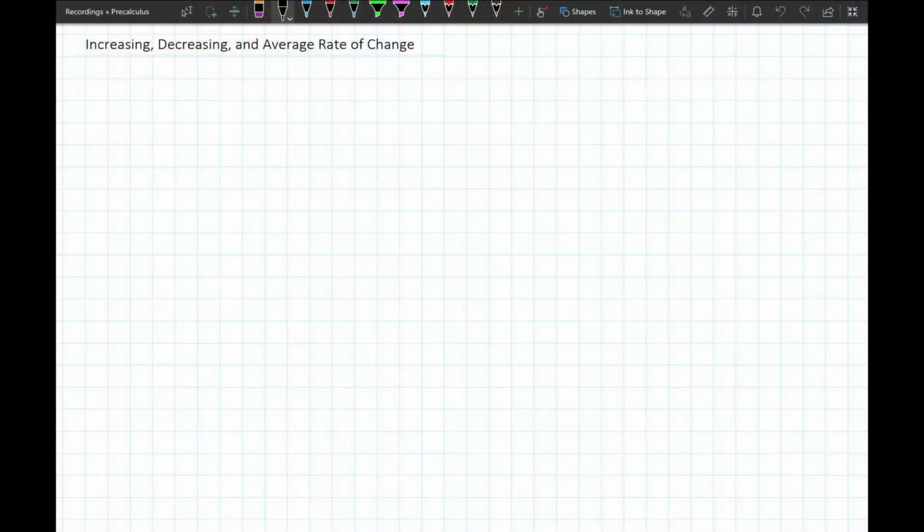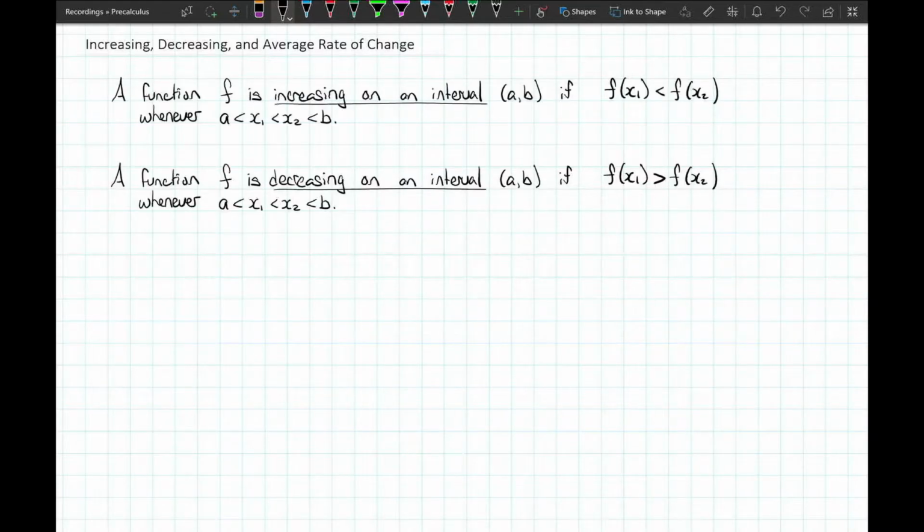And this is really all important information if you're planning on taking calculus. Get a good sense of what it means for a rate of change of a function. So let's start off with a couple definitions, and they may seem obvious, but definitions for increasing and decreasing on an interval. Okay, and these definitions look fairly similar.